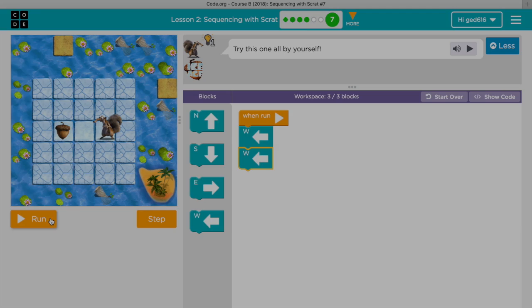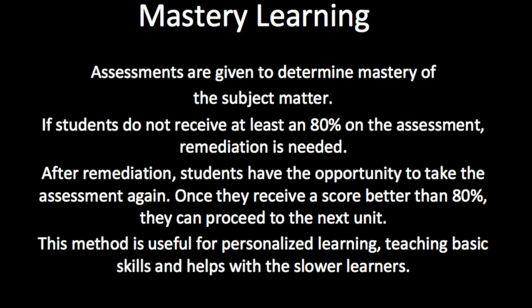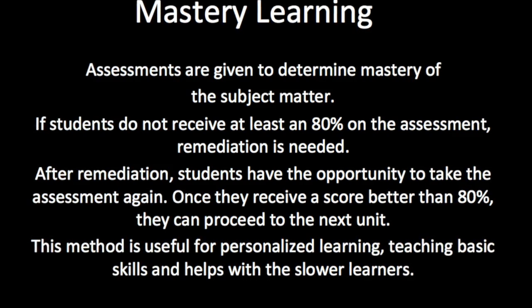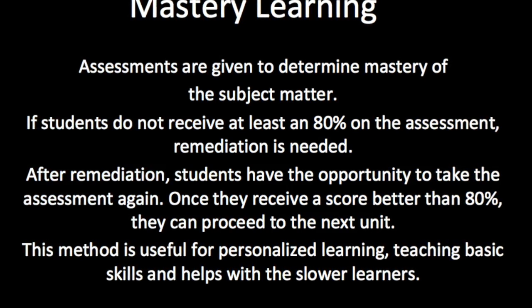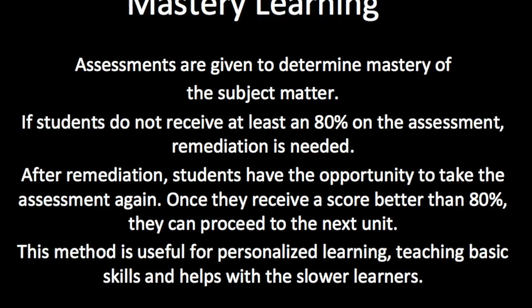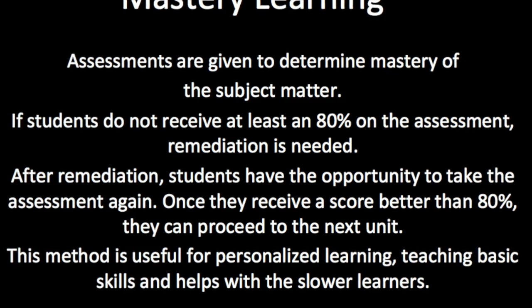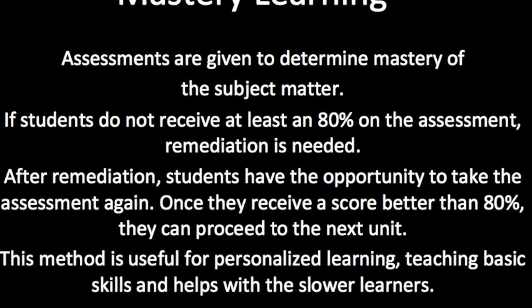In this coding program, you must have the code 100% accurate before moving on. In schools, mastery is considered attained at 80%. Assessments are given to determine mastery of the subject matter. If students do not receive at least 80% on the assessment, remediation is needed. After remediation, students have the opportunity to take the assessment again. Once they receive a score better than 80%, they can proceed to the next unit. This method is useful for personalized learning, teaching basic skills, and helps with the slower learners.